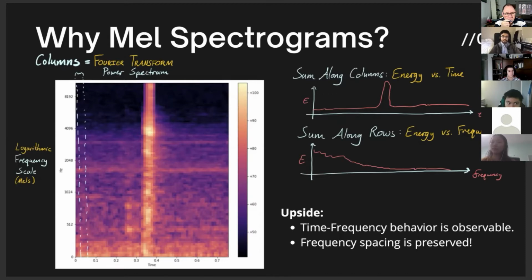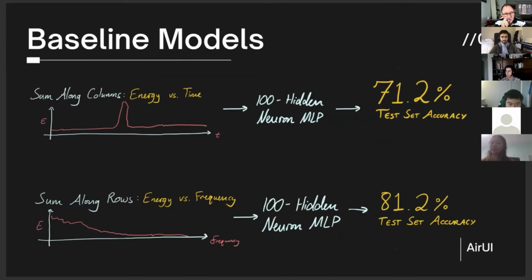Next slide. And so with those energy and frequency profiles, we trained two baseline models that achieved 71.2 and 81.2% test accuracy on our full data set with those two, energy versus time and energy versus frequency. And so the question is, will our full model outperform this? Next slide.